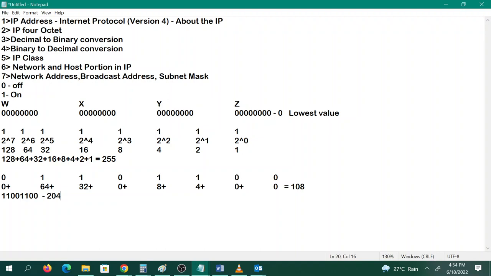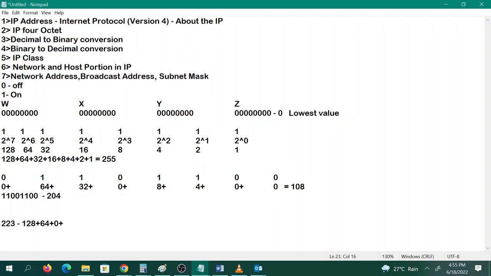If you want to convert from decimal to binary, suppose we take 223. How will we convert? First we take the first bit, 128, plus 64. If we add 128 plus 64, it will be 192. Then 31 is still left, so 32 we can't take, so we take 0.